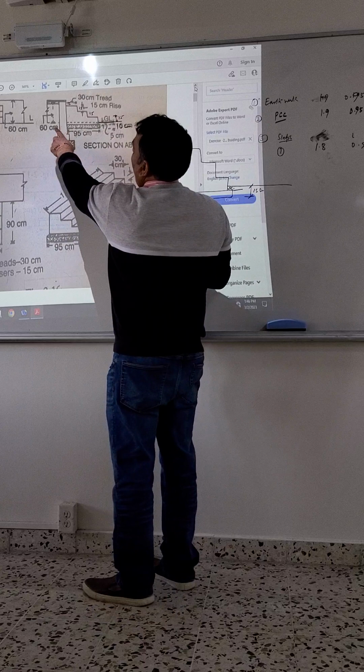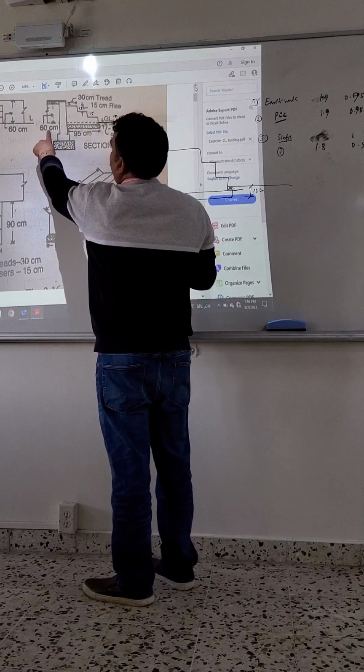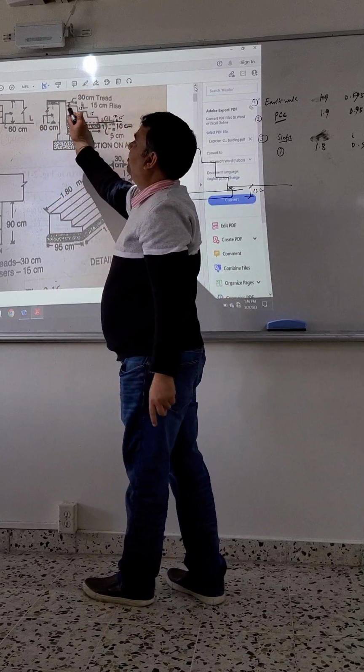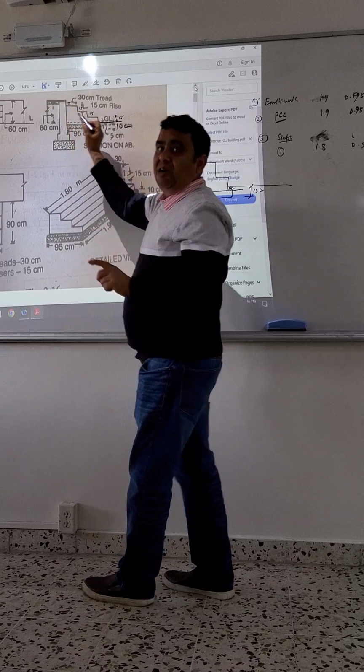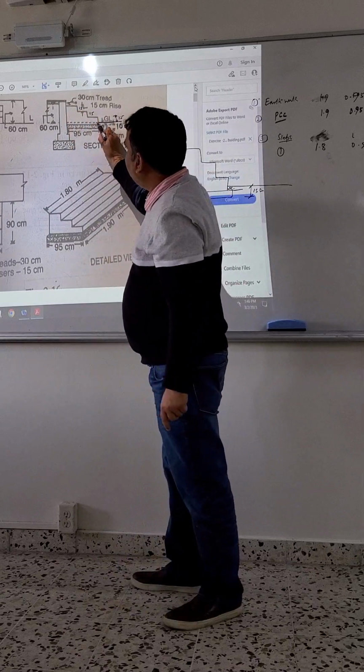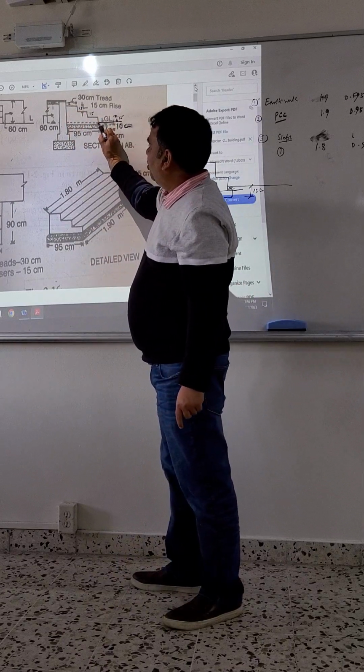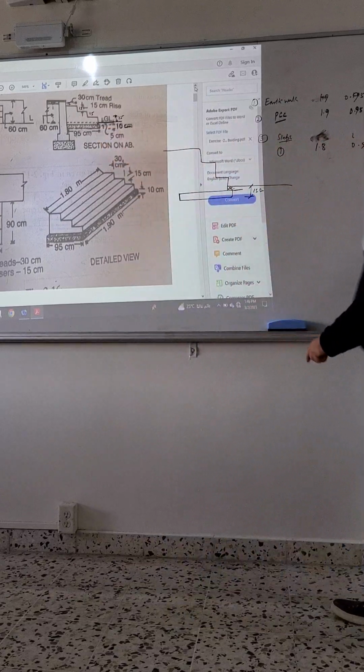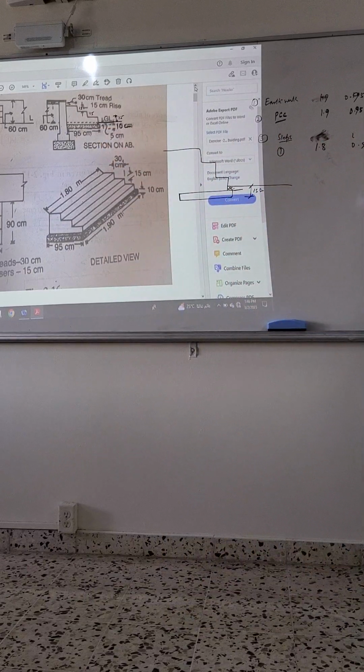What is the total from here to here? 60. So 15 plus 15 plus 15 plus 15, 60. But here, the steps start from here, 5 centimeter. 5 centimeter here, so that is why here it is 0.2. Okay. Clear?